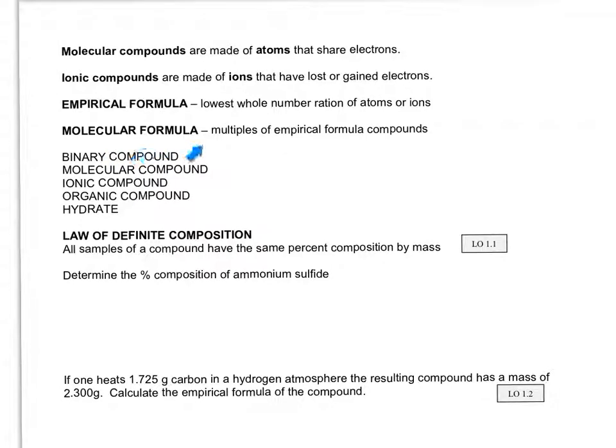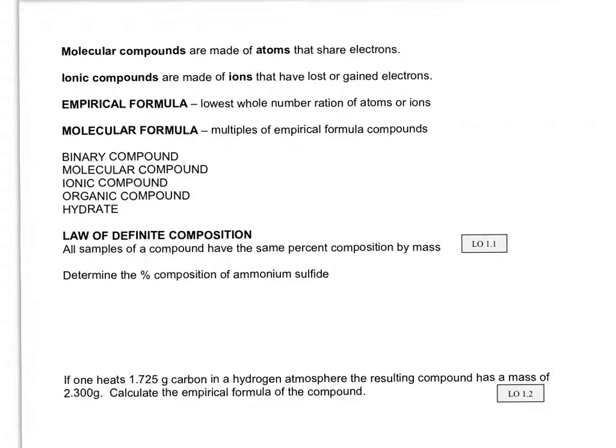If you have a molecular formula, that means it's multiples of the empirical formula. So when we write a chemical formula, that's the molecular formula. That's the actual true formula for your compound. An empirical formula is a simplified version of the real formula.